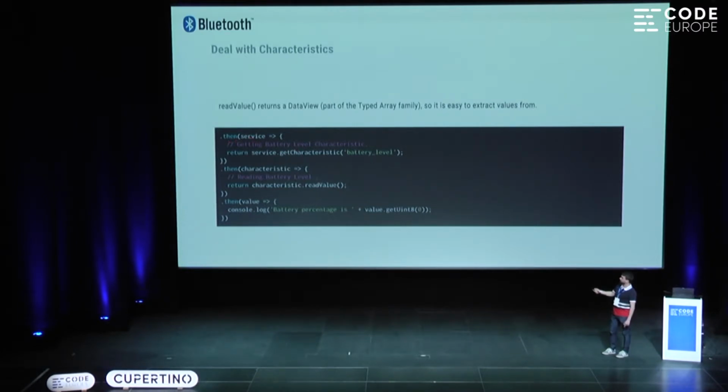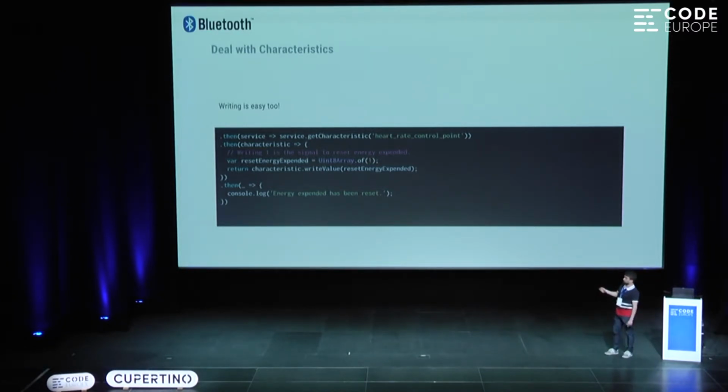From the server, I can get a service. And now I can request the characteristics. So these are the variables I was talking about before, like battery level. If that succeeds, I get the characteristic, and I can read the value, like what is the value of the battery. And I can print it out. Here I know it comes as an unsigned 8-bit integer. That's just how it's packed by this device and the standard.